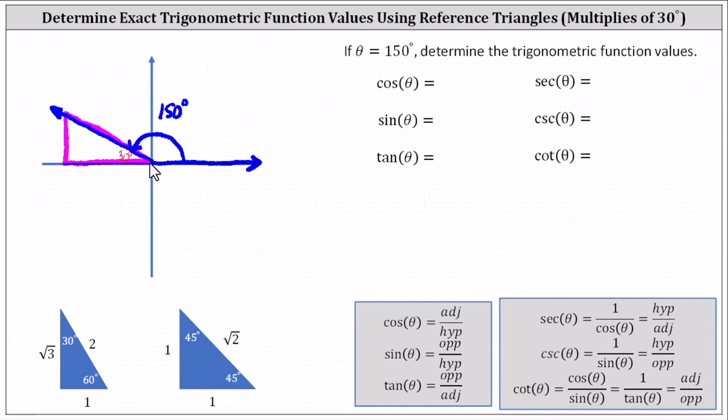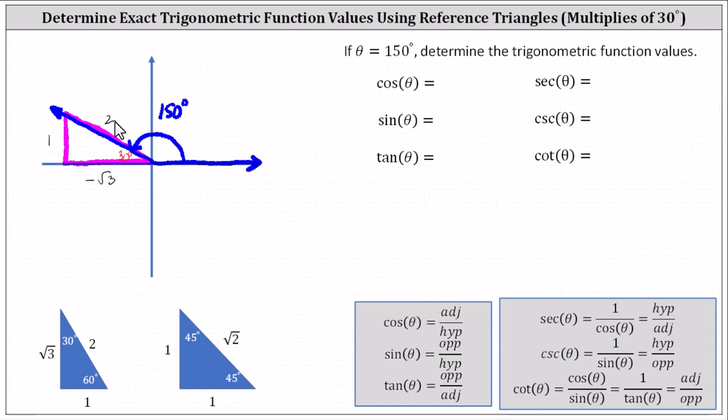From here, notice we have a 30, 60, 90 reference triangle. If needed, I have a 30, 60, 90 reference triangle as well as a 45, 45, 90 reference triangle below. Because we're in the second quadrant where x is negative and y is positive, we can label the longer horizontal leg negative square root 3, the short vertical leg positive 1, and the hypotenuse 2. And now we can use this reference triangle to determine the 6 trigonometric function values.